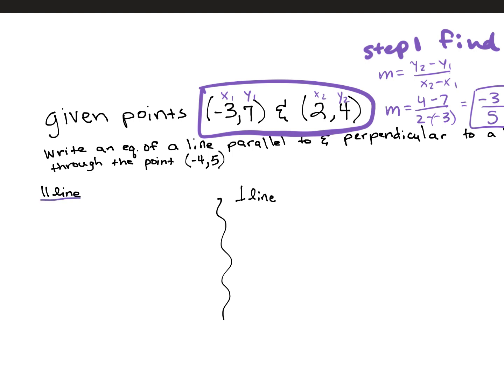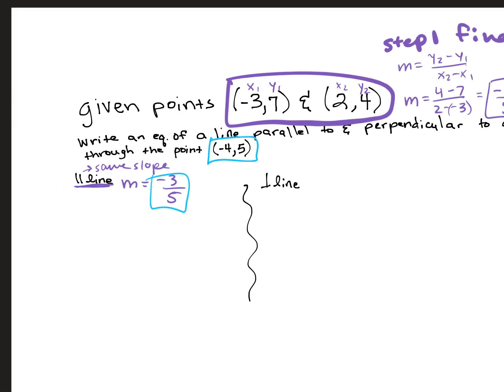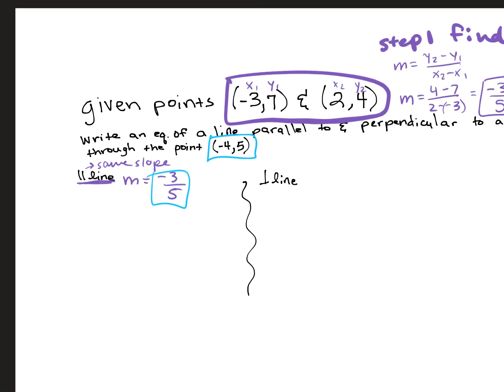If we're looking for a line that's parallel, what's the slope of our parallel line going to be? Negative 3 over 5. Same slope. Parallel means same slope. So we're looking for the equation of a line through our new point given, negative 4, 5, with this slope. Do I have all the information I need to plug it in? Yep. We have a point and we have the slope, so let's use point slope form. Y minus y1 is equal to m times x minus x1.